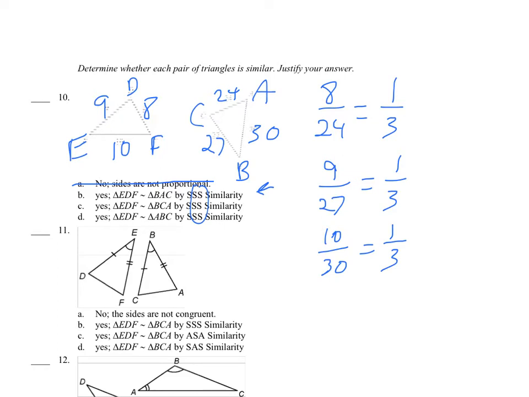Now we just have to write the correct similarity statement. EDF. So E is opposite the smallest segment. What angle is opposite the smallest segment? That would be B. So E and B correspond. Next we have EDF. D is opposite the longest segment. What angle is opposite the longest segment in my second one? C. So it would be BCA, which is C.